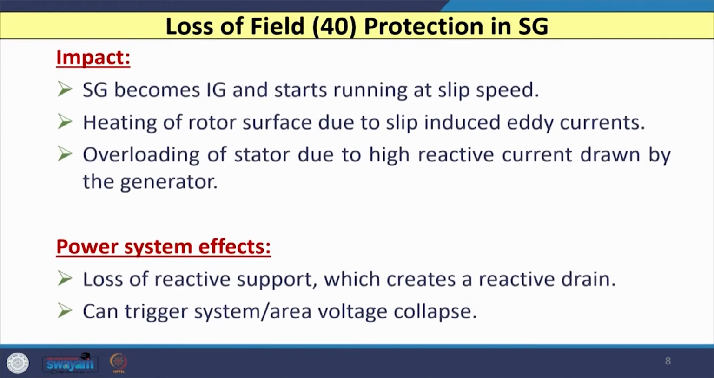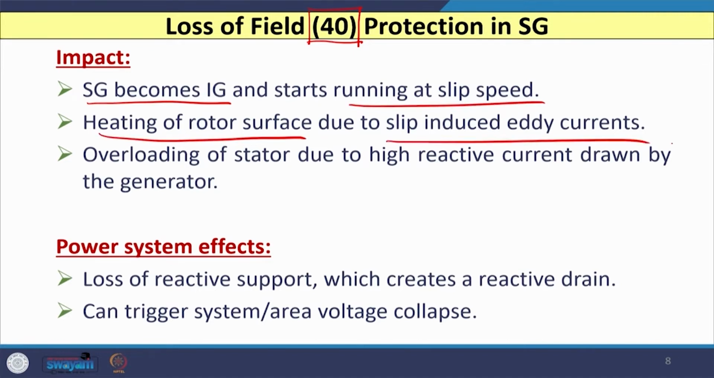The next category of protection is known as loss of field protection in the synchronous generator, and the number given to this is 40. Let us see the impacts when there is a failure of field in the synchronous generator. When there is a failure of field, the synchronous generator becomes an induction generator and starts running at a slip speed. Because of this, heating of the rotor surface takes place due to slip induced eddy currents. Sometimes overloading of the stator is also there due to high reactive current drawn by the generator.